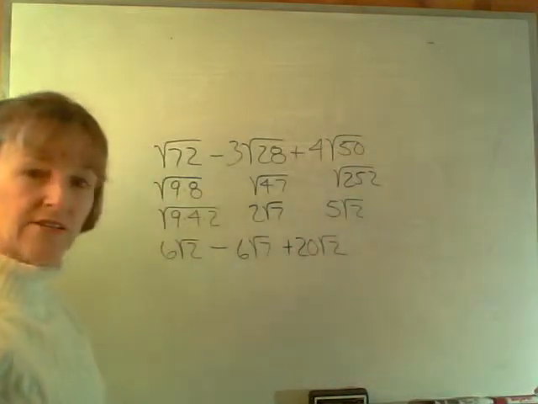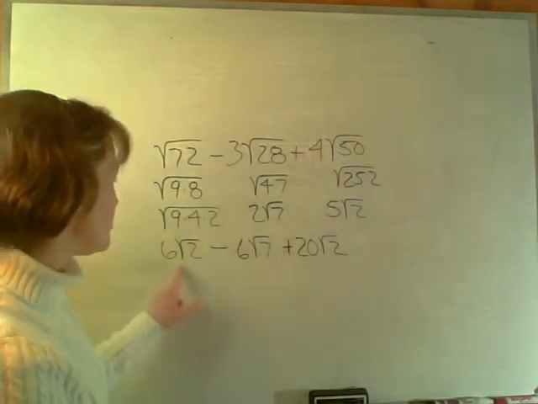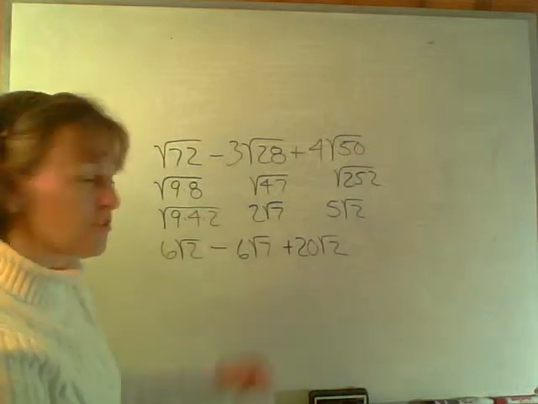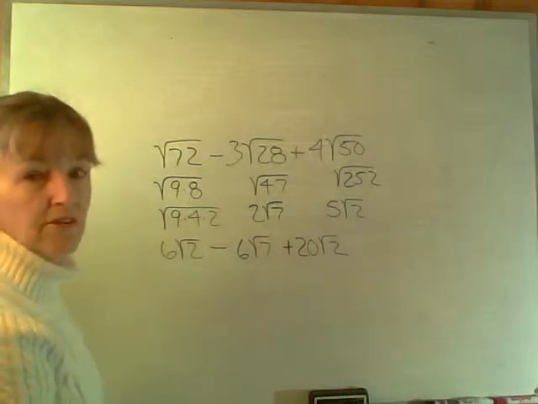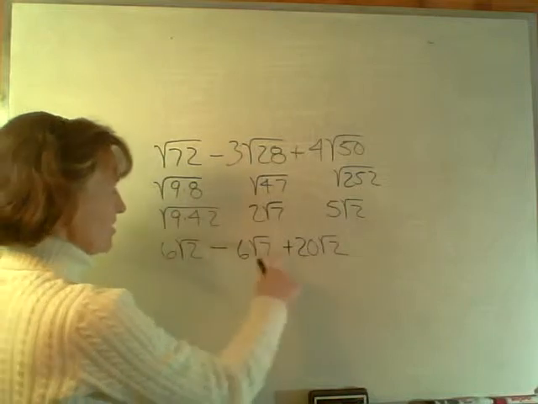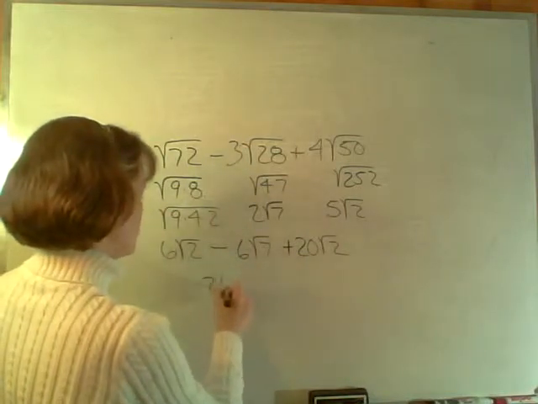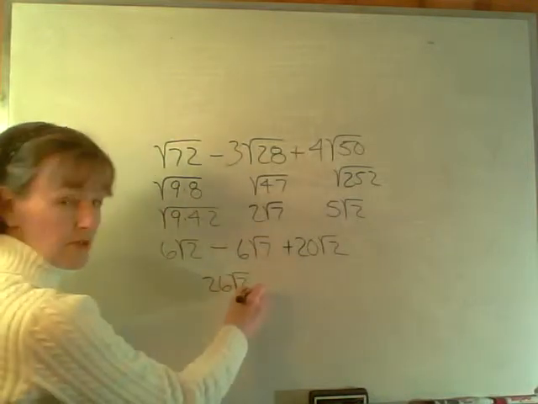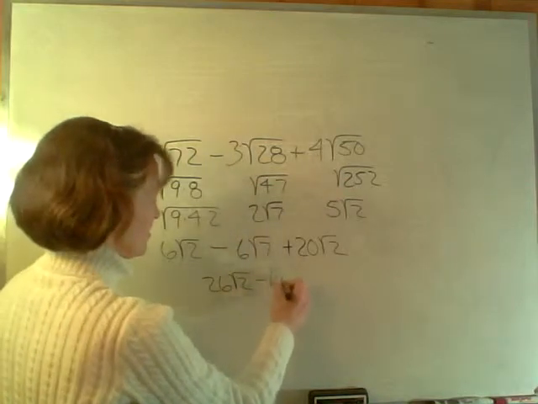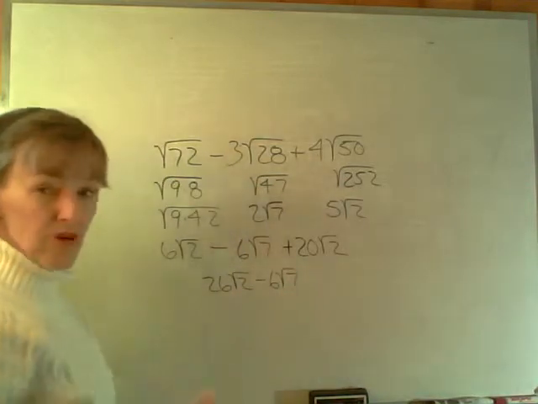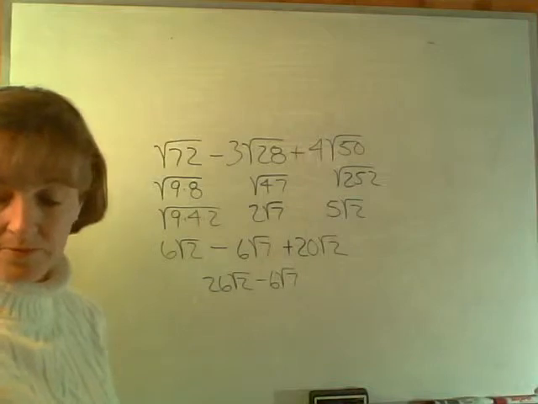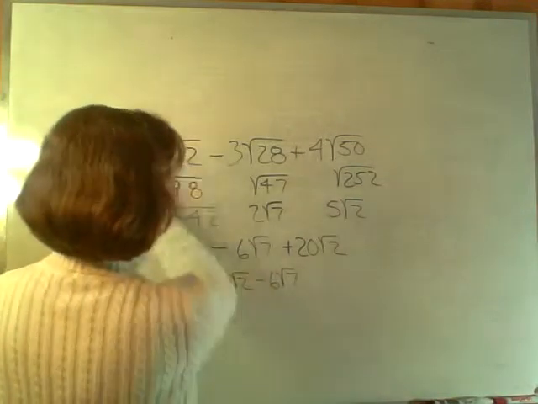Well, now I can see that I actually have what we call like terms. I have 2 terms that have a square root of 2 in them. So I can just combine them. Positive 6, positive 20 gives me positive 26 square root of 2 minus 6 square root of 7. And I have simplified my radical statement. Let's do this one more time.